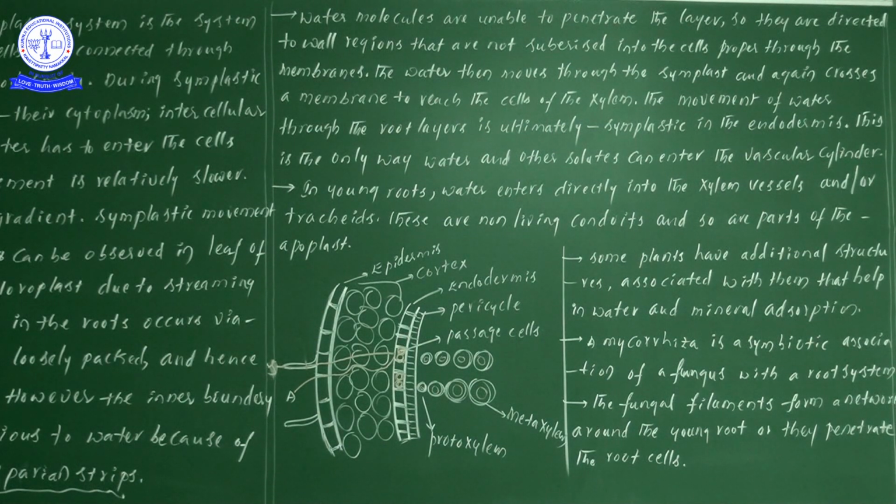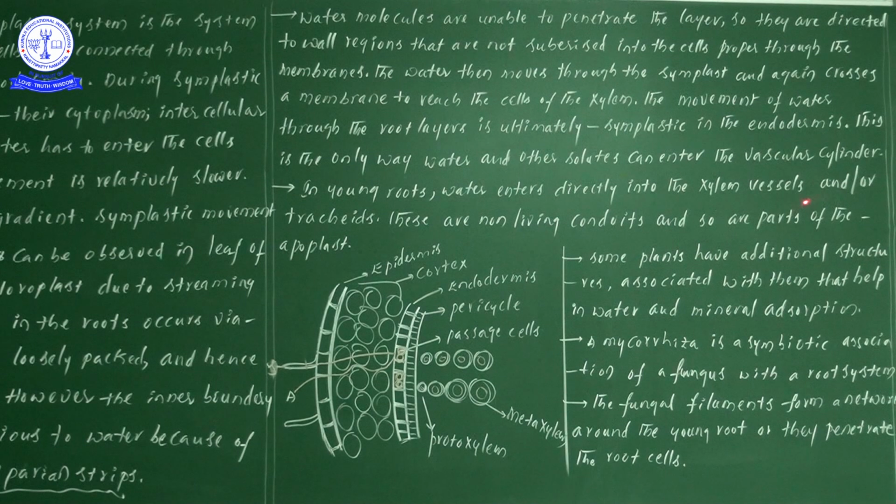So that is the one and only way. Earlier there were two types of pathways, but in the endodermis only one way is there, that is the symplastic pathway. Next, in young roots, what is the point? In young roots, water enters directly into the xylem vessels, and anyone we can use.